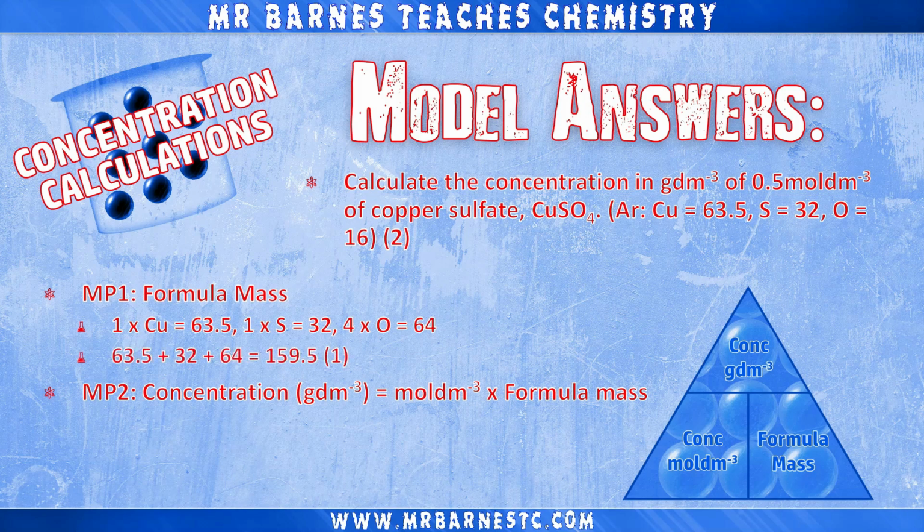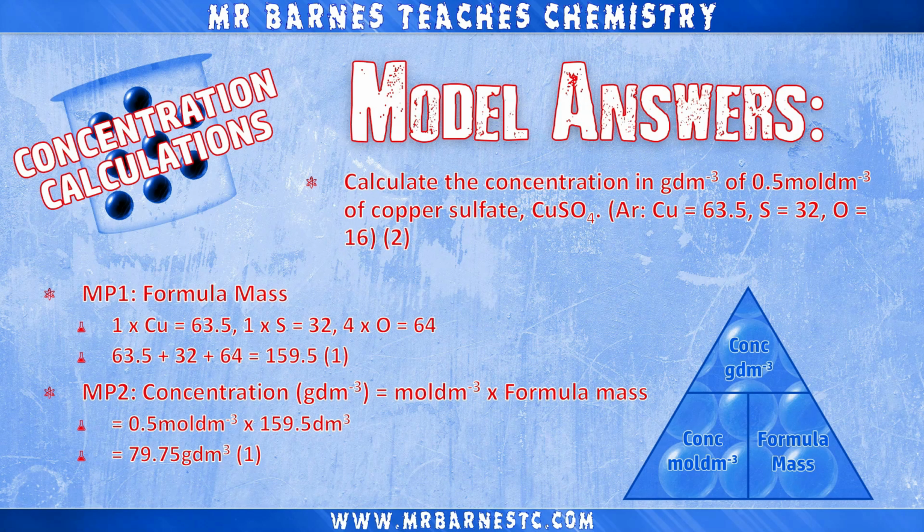The second mark is for the conversion. So concentration in grams per decimeter cubed is moles per decimeter cubed multiplied by formula mass. So 0.5 from the question multiplied by 159, which we just worked out, giving you an answer of 79.75 grams per decimeter cubed for your second mark.